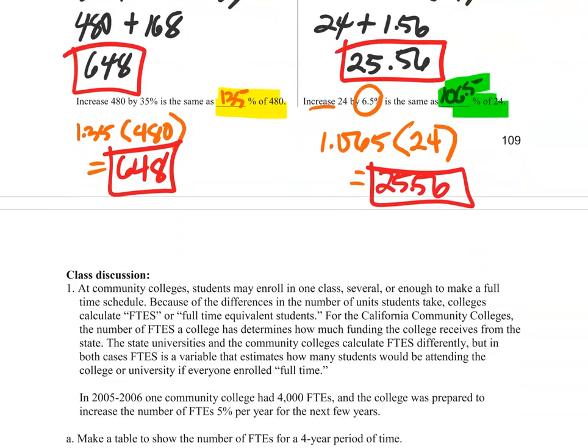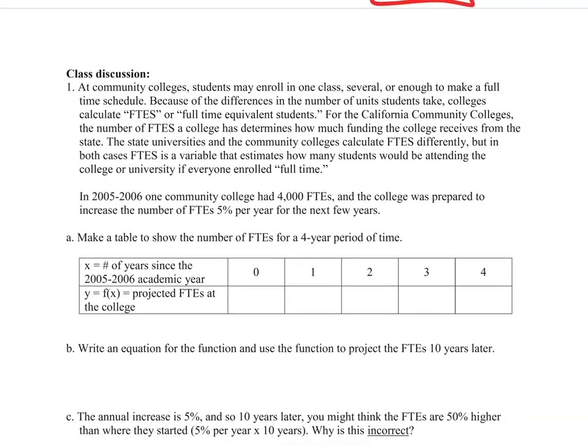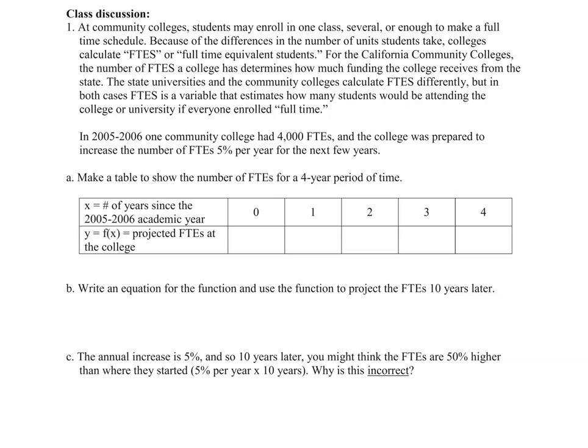Okay. All right, now let's start with our class discussion for this Unit 2, Activity 2. The first problem: at community colleges, students may enroll in one class, several, or enough to make a full-time schedule. Because of the differences in the number of units students take, colleges calculate FTES, or what we call full-time equivalent students.